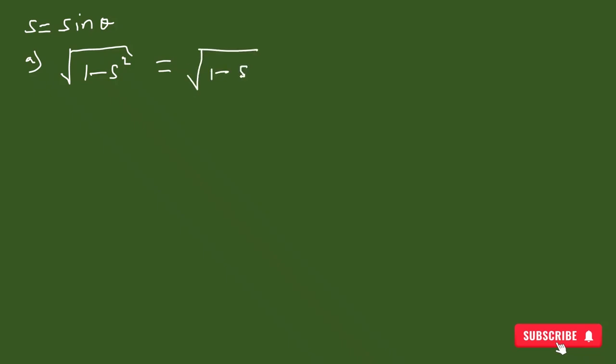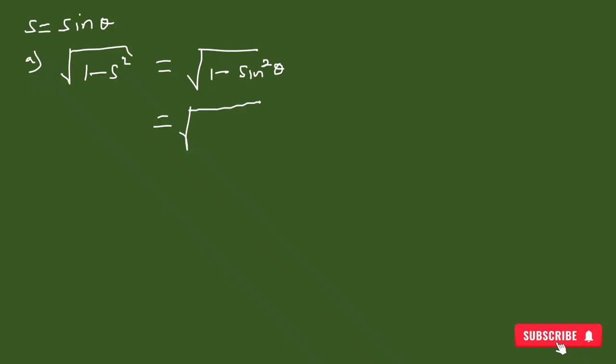More examples. If s is given as sine theta, simplify the square root of 1 minus s squared. We are given s as sine theta, so it's a matter of substitution. Let's substitute. This is the square root of 1 minus s, which is sine theta, but we have a square here, so it means sine squared theta.